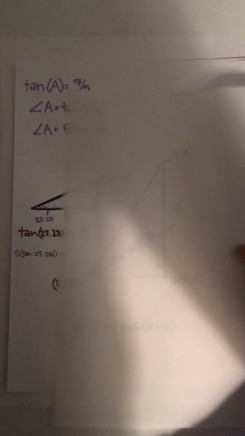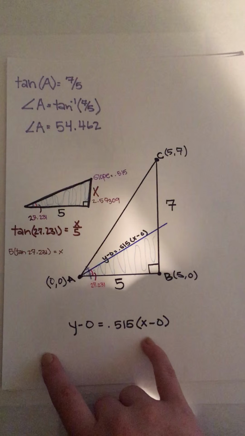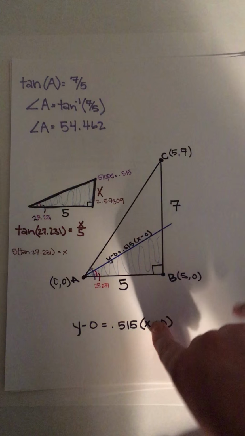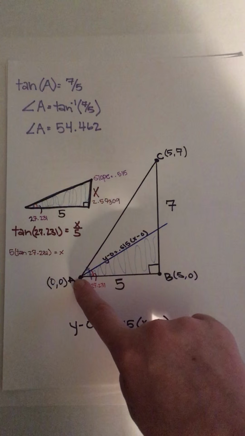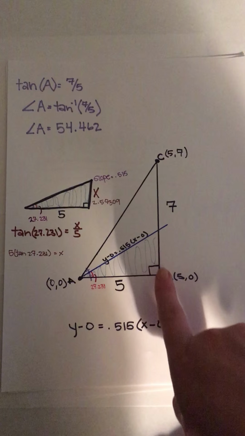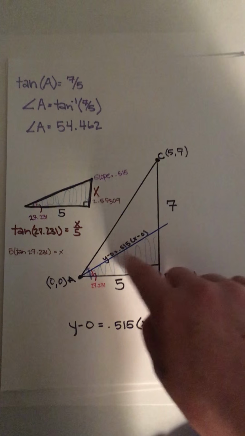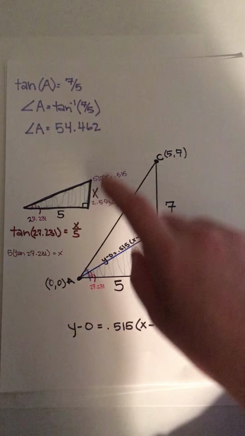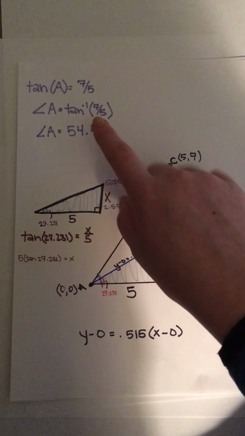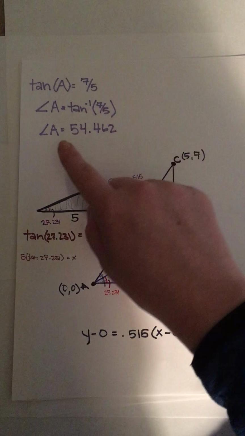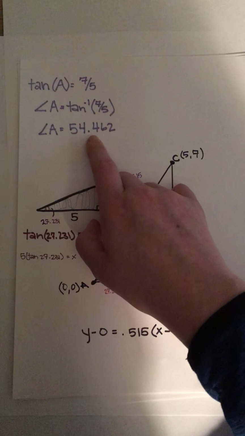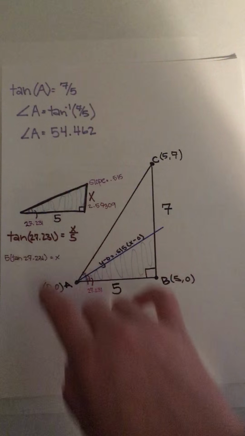The example that I created is a right triangle, so it's a little bit easier because you don't have to drop in an altitude. If from point A to B is 5 and point C to B is 7, then you can solve for angle A using inverse tangent. So if you do inverse tangent of 7 over 5, you get that angle A is 54.462.